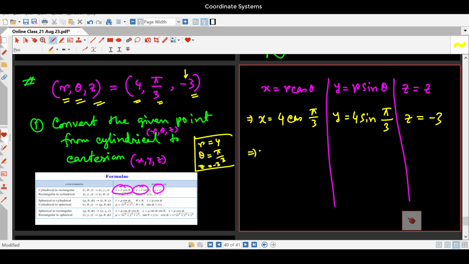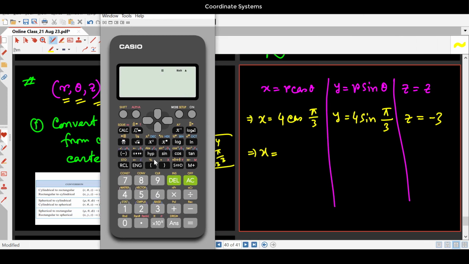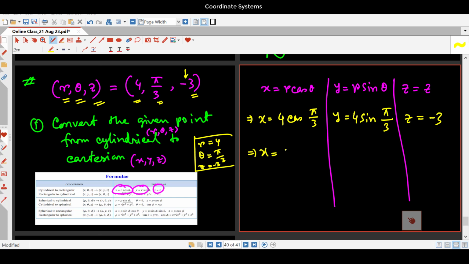So now we have to find the value. So 4 cosine 60 degrees. You can easily find the result here, 4 cosine 60 degrees, or you can do it this way. Pi over 3 means 180 divided by 3. So the result will be x equals 2.